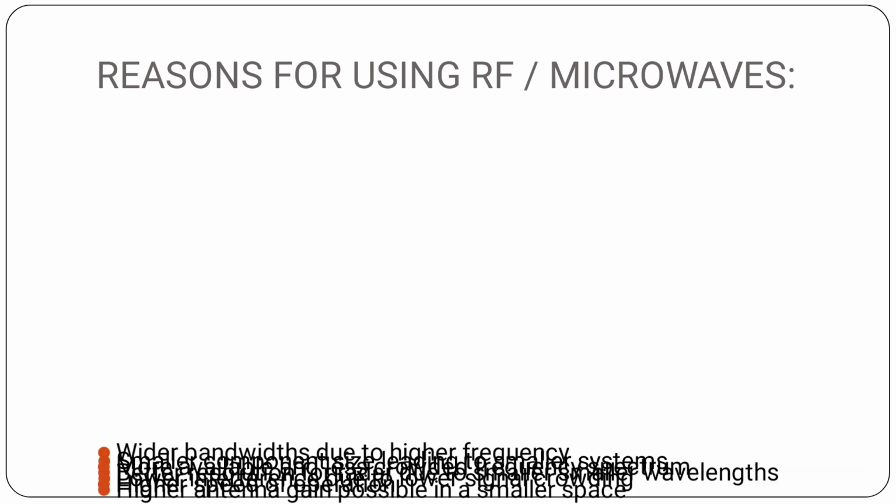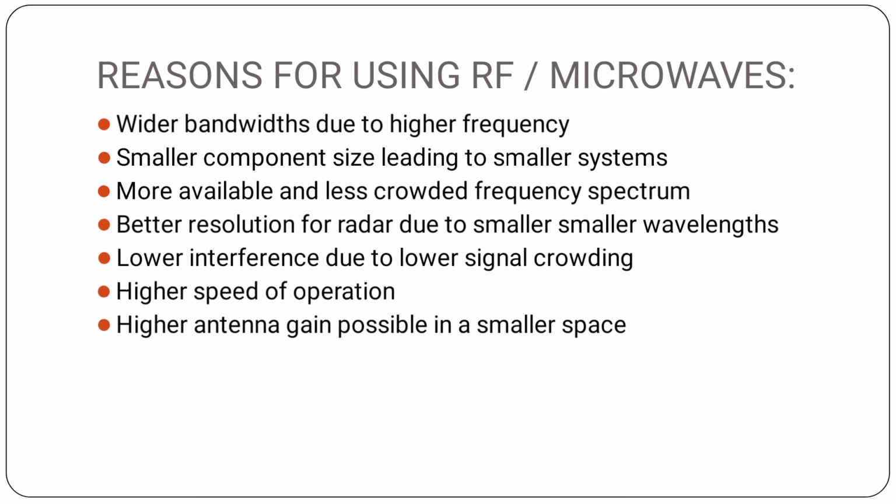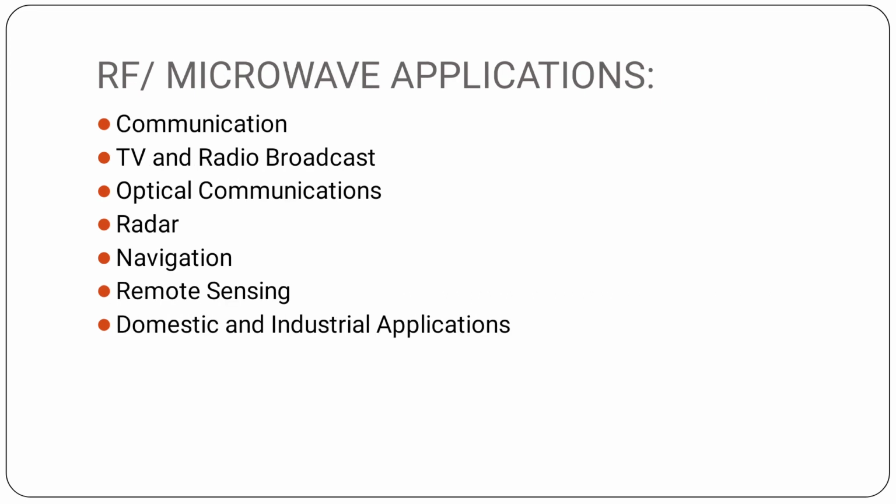Reasons for RF or microwave: wider bandwidth due to higher frequency, smaller component size leading to smaller systems, more available and less crowded frequency spectrum, better resolution for radar due to smaller wavelength, low interference due to lower signal crowding, high speed of operation, and higher antenna gain possible in smaller space. RF or microwave applications: it is mainly used in communication, TV and radio broadcast, optical communication, radar, navigation, remote sensing, and domestic and industrial applications.